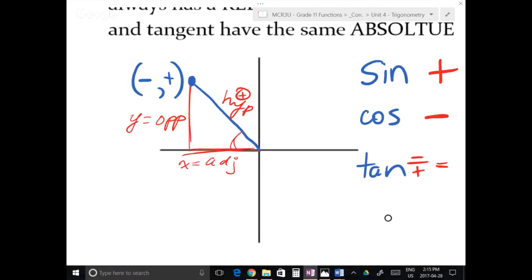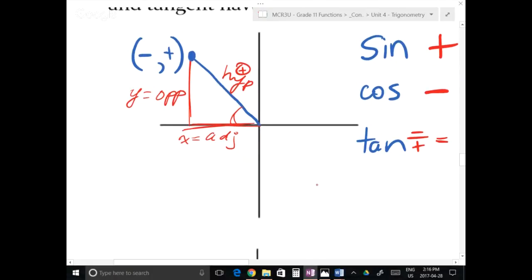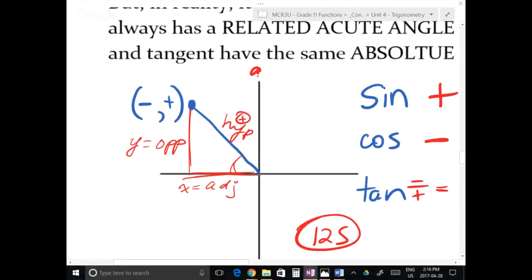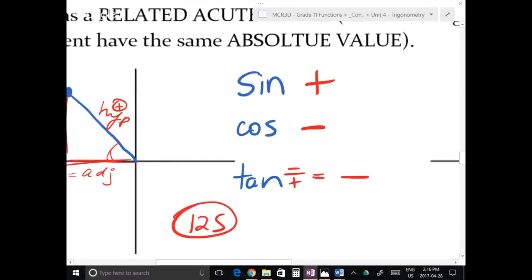You can prove it right now, just to test it. What's an angle between 90 and 180? Give me a number. 125. Okay, 125. Look it up. Take the sine of 125. It should be positive. Take the cosine of 125. It should be negative. Take the tangent of 125. It should be negative. Let's make sure that this is true. Try that. Tan is a negative divided by a positive, so it'll be negative.